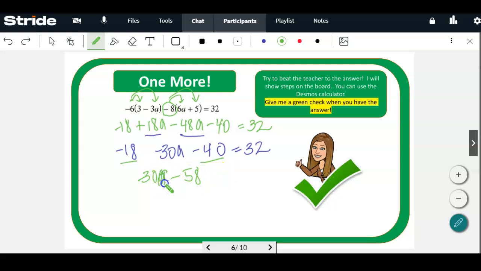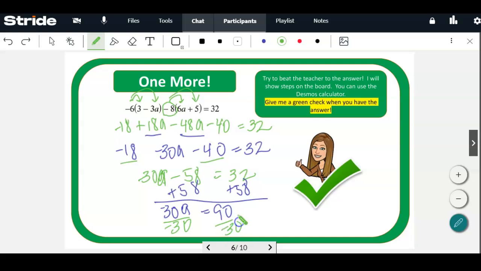That's a terrible A there, sorry about that. Now it's a two-step equation. So we're going to add 58 to both sides, and you get negative 30a, and this added together is 90. Divide by negative 30, and a positive divided by negative is going to be a negative. 90 divided by negative 30 is negative 3. Pause that if you need to review it.